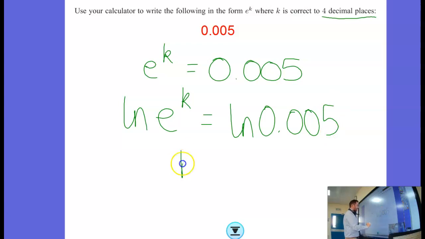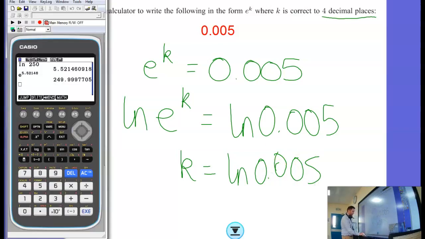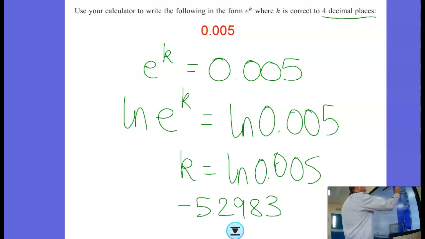And so k is going to equal ln 0.005. So we would type that in our calculator again, ln 0.005, and we get minus 5.298. Wait, 4 decimal places, minus 5.2983. So that's how we can use it to answer a kind of exam style question. Let's get into some more complicated stuff in a second.